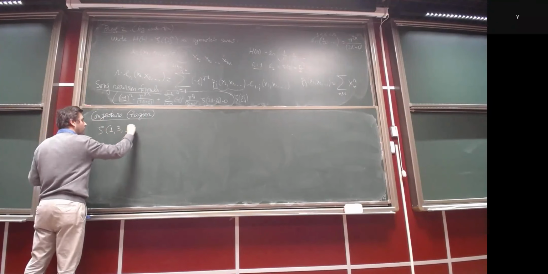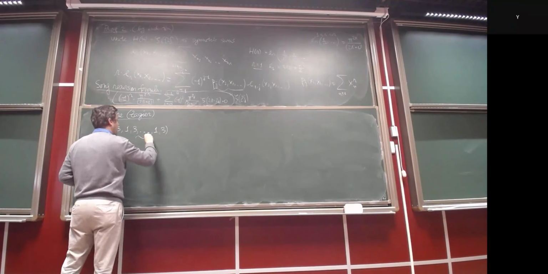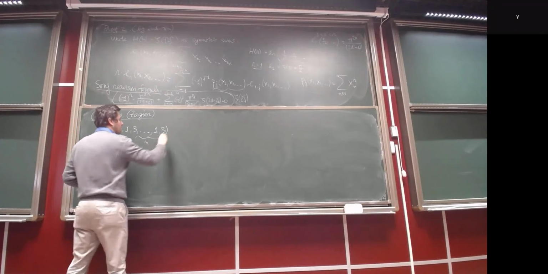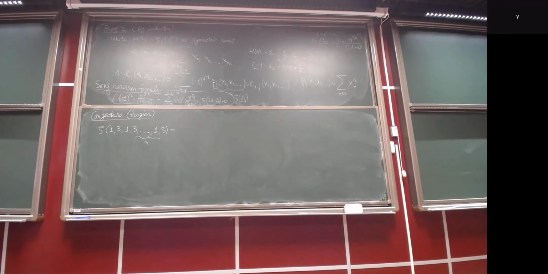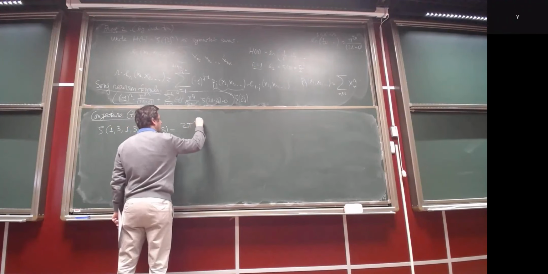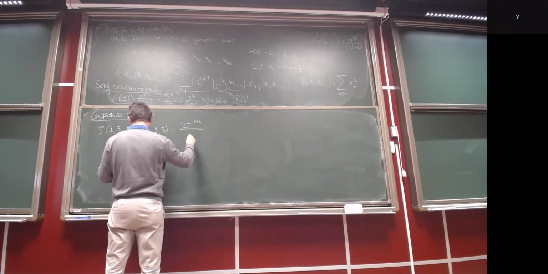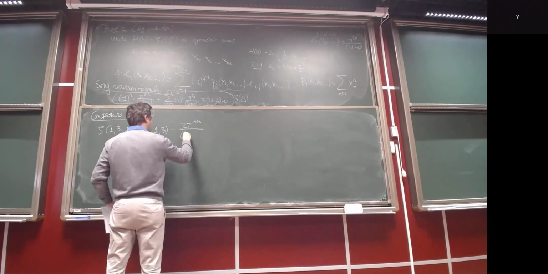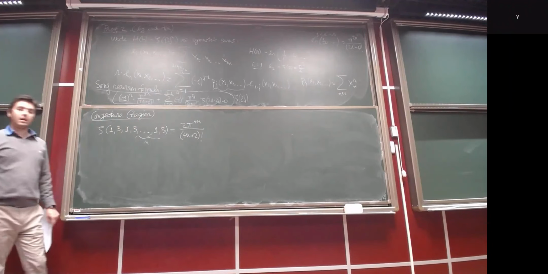1, 3, 1, 3, 1, 3. In fact, it has a value, and it can be expressed. So this is 2 times pi to the power 4n over 4n plus 2 factorial. So this was a conjecture of Zagier.